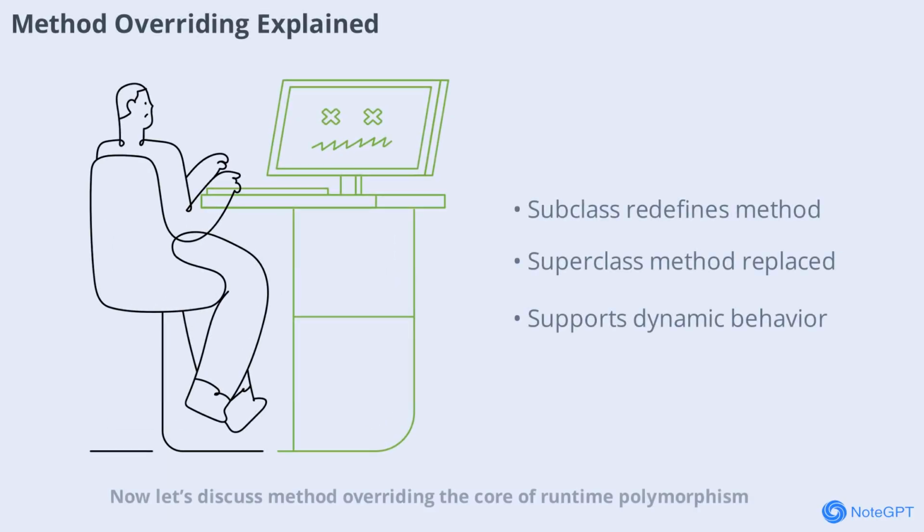Now let's discuss method overriding, the core of runtime polymorphism. Method overriding occurs when a subclass provides a specific implementation of a method already defined in its superclass. This allows you to call the same method on different objects and get behavior that's appropriate for each object's class. It's a powerful way to ensure your code can adapt to new requirements without major changes.